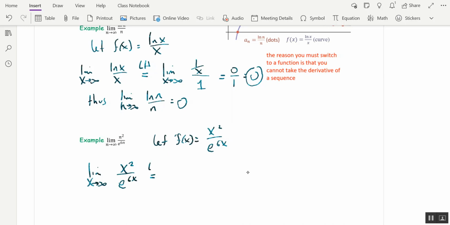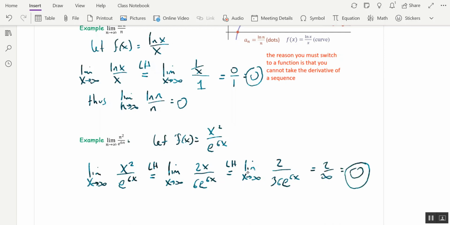That's infinity over infinity, so I can use L'Hopital. That's the limit. I'm not taking the limit yet. X goes to infinity. Derivative of the top is 2x. Derivative of the bottom is 6e to the 6x. Uh-oh, still have infinity over infinity. I can use L'Hopital again. Limit x goes to infinity. Derivative of the top is 2. The derivative of the bottom is 36e to the 6x. Okay, now I can take the limit. 2 over infinity is 0. And so this limit is 0.